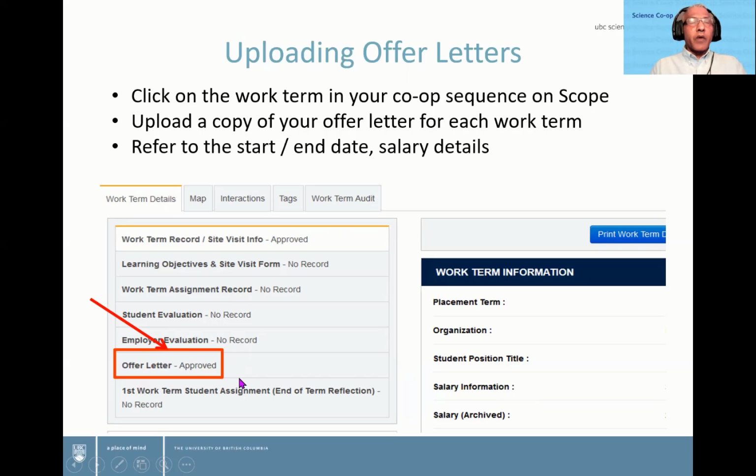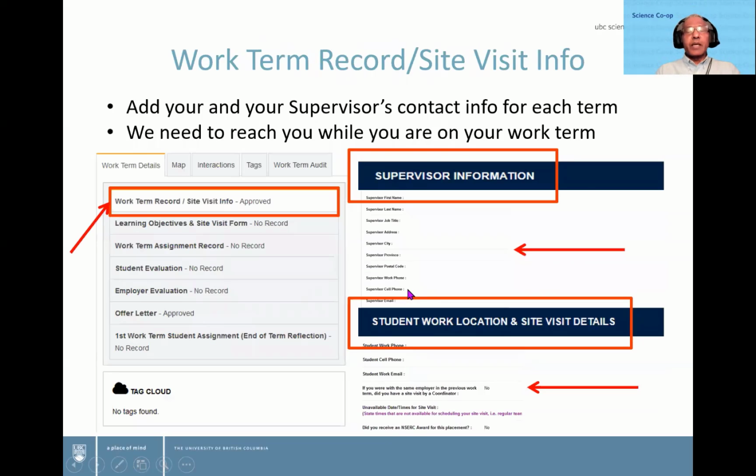Sometimes the offer letter is received by the co-op office, and when you are placed by the co-op staff in your work term, we upload that offer letter for your work term. So if you log in a bit later, you may find that the offer letter is already there, and that simply means the co-op office also received the offer letter. Okay. All right, let's move to the next part.